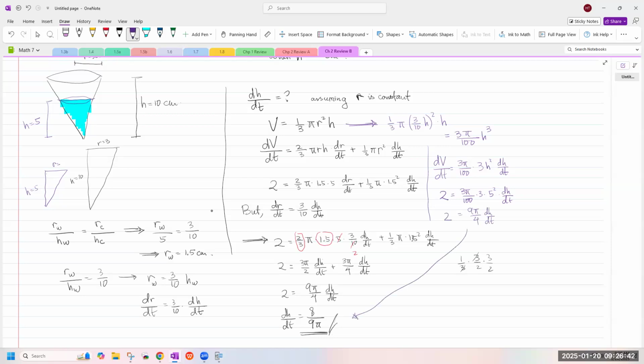I think that way is easier. Yes, I was reluctant to say that the change of the radius with respect to time is 0. That's not appropriate. We know it will change as the water increases. The radius is supposed to also increase.